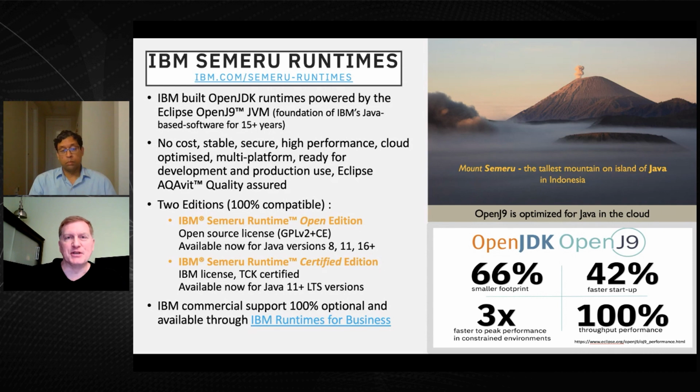Let me just explain the name that we chose, the SEMERU name. It's in honor of Mount Semeru, which is the tallest mountain on the island of Java in Indonesia. And I like to say it's the part of Java that's in the clouds, as a homage to OpenJ9 and the performance characteristics that make it really well suited for running Java workloads in the cloud. So the much smaller footprint, much faster startup, faster time to peak performance, and all with very little impact to throughput, if any.